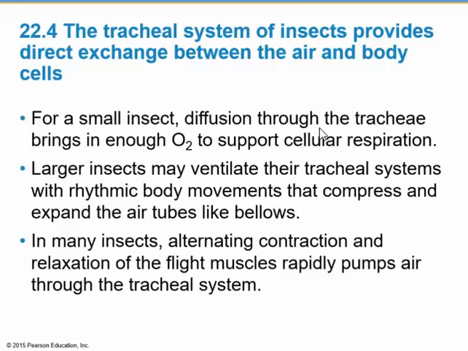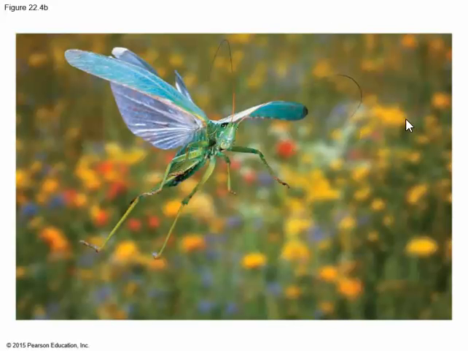Now, larger insects have features to ventilate those tracheal systems, to push air in and push air out by moving the body. As the body twists and turns, compresses and relaxes, it pushes air in and out, kind of like a bellows. And they also harness some of the power from the flight muscles to push air in and out. And here we have a grasshopper in flight.